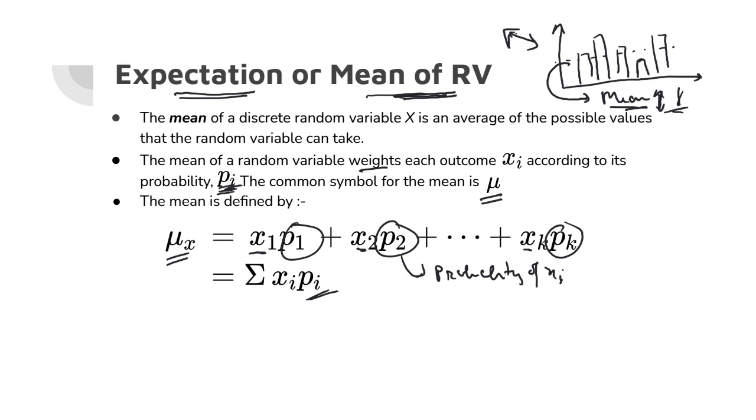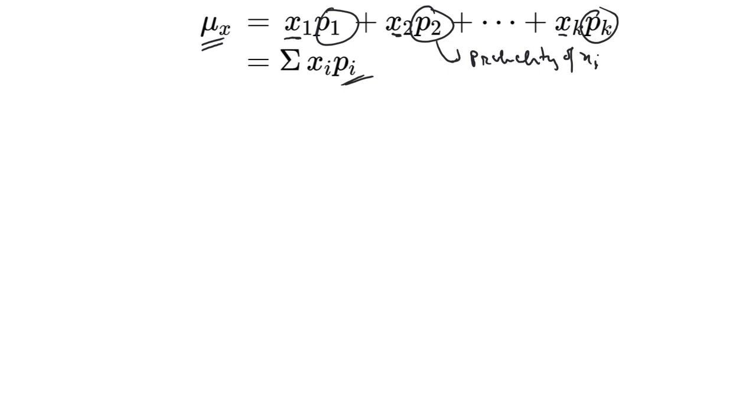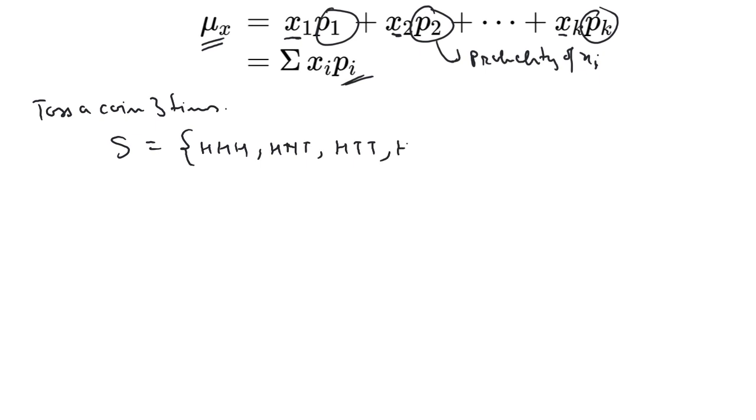Now let me take an example. I'm going to toss a coin 3 times. So our sample space will have heads, heads, heads; heads, heads, tails; heads, tails, tails; heads, tails, heads; then tails, tails, heads; tails, heads, heads; tails, heads, tails; and tails, tails, tails. These are the possible outcomes of the sample space.